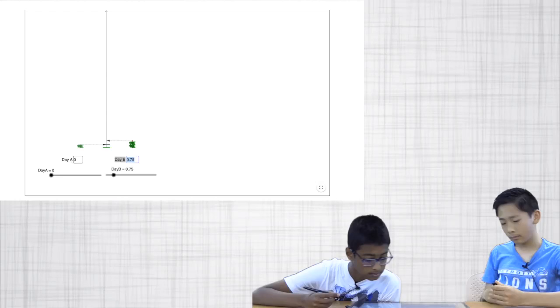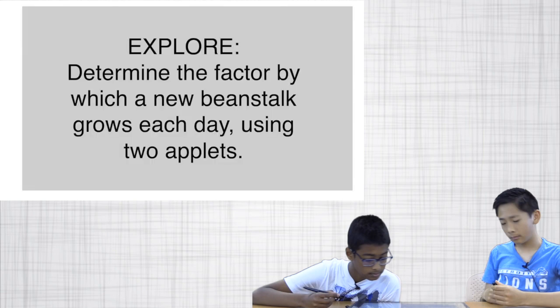In the previous episodes, the students have explored the growth of a magical beanstalk whose height increases by a factor of 4 each day. In this episode, Josh and Arobindo will try to determine the factor by which a new beanstalk grows each day using 2 applets.